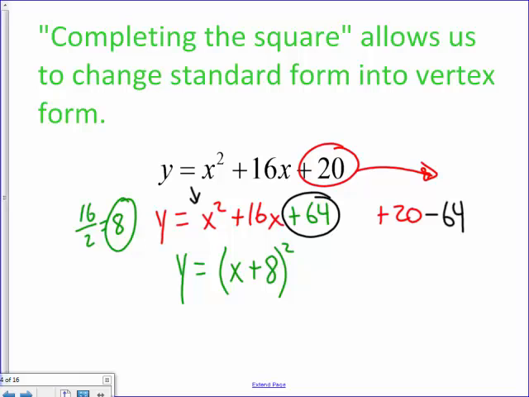I can't really add anything just to one side of my equal sign. You have to keep your equations balanced. So your equations have to be balanced. That's why I have to do this.